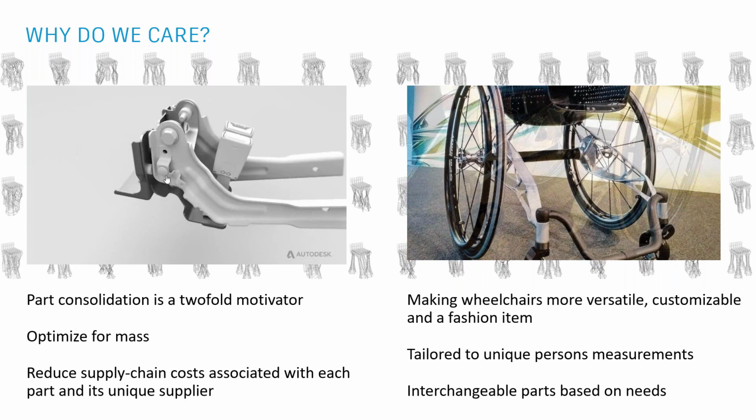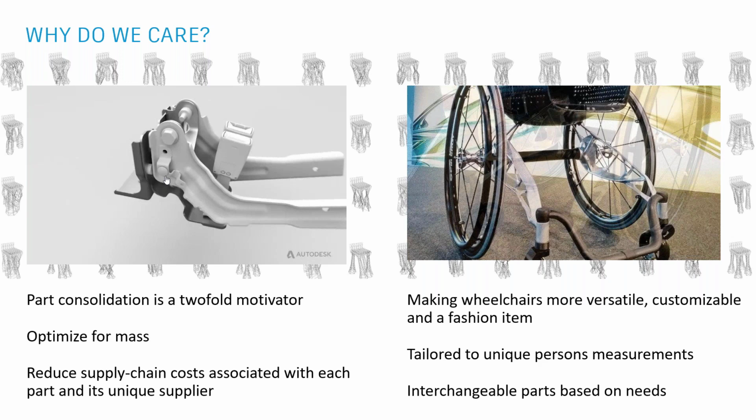So on the left-hand side here, we have the General Motors seatbelt bracket, right? And this just highlights one aspect of generative design, where they were able to take 8 different parts and utilize the software to produce a single equivalent output part, and that can optimize the mass, which in turn improves the efficiency of the vehicle, and it reduces supply chain costs associated with each of those unique parts that may have had unique suppliers and costs associated with it.